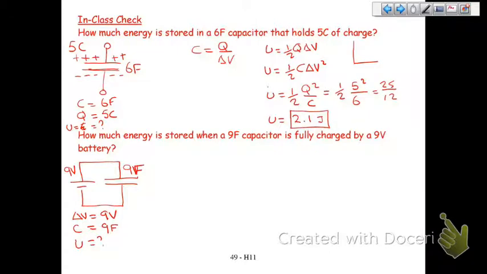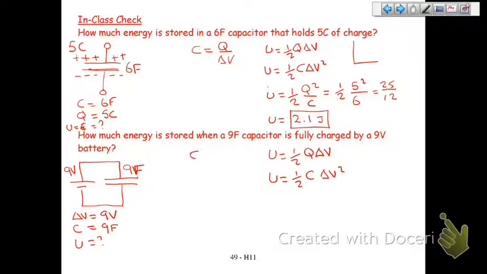Energy equals, I don't know. Let's look. U is equal to 1/2 Q delta V, because I know that really well. But I want to get it in terms of my C. So let's rearrange this a bit. U is equal to, if I substitute in for the Q, 1/2 C delta V squared.